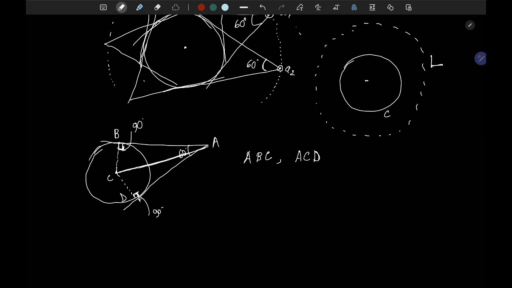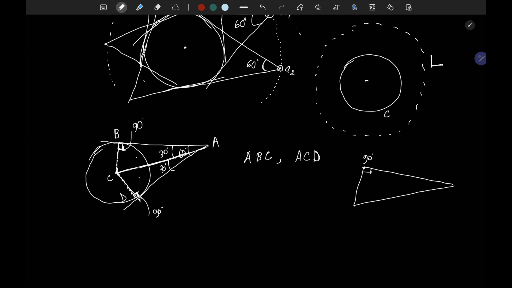This side is common to both the triangles, and as these two are the radius of the circle, these sides of the triangles are also equal. So these two triangles are similar or congruent, you can say. That means this angle is 30 degree, this angle is 30 degree. It has to happen.